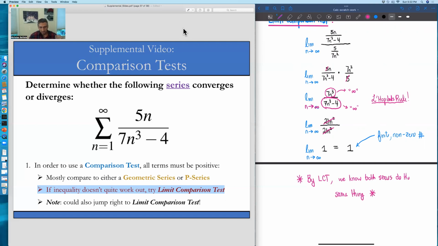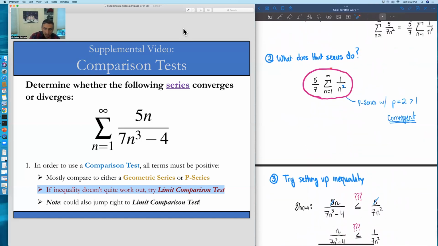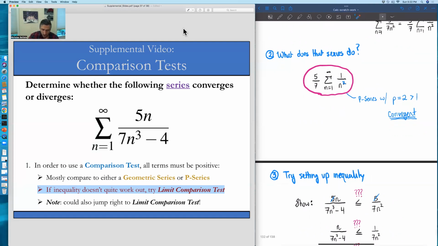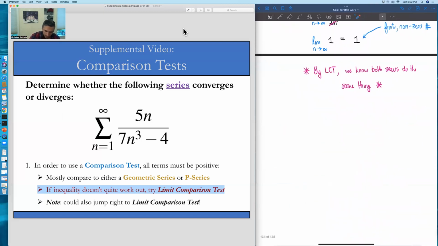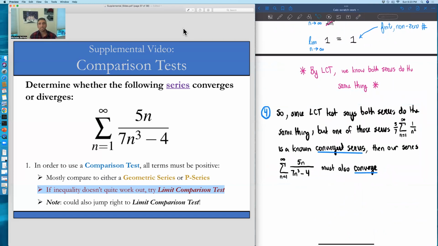Now, if we go back to the second thing we did in this problem, we know something about one of those series. The series that we're comparing to, we know that series is convergent. So we can put these ideas together. We know one of the series is convergent, but limit comparison test told us both series must do the same thing. So therefore, both series must converge. So the final conclusion in this problem is the following. Since limit comparison test tells us both series do the same thing, but we know the series we're comparing to converges, both series must also converge, which tells us our series that we're interested in must be convergent.